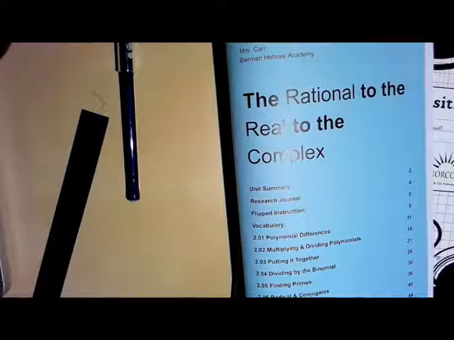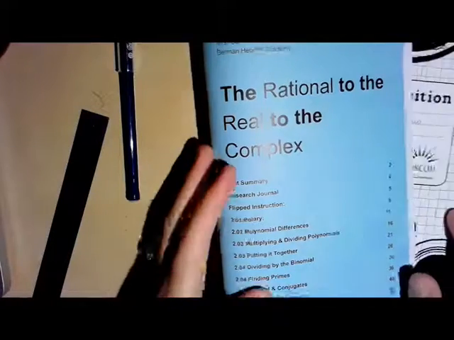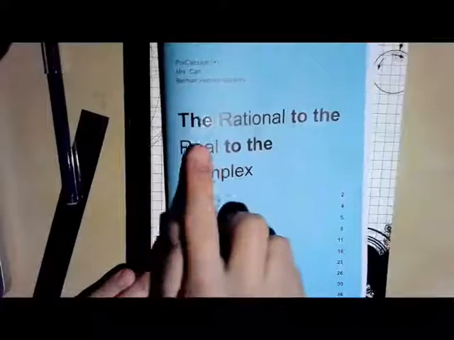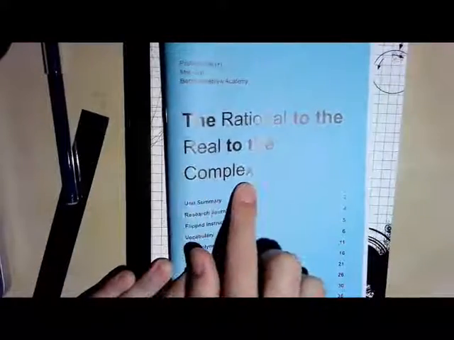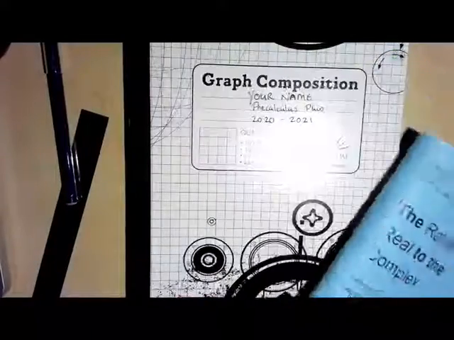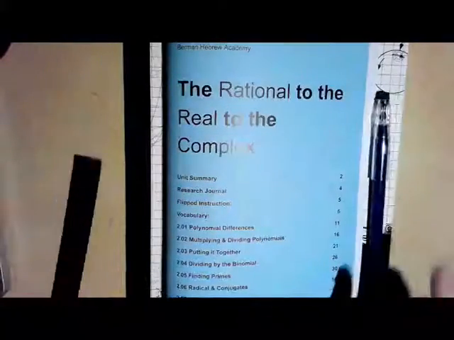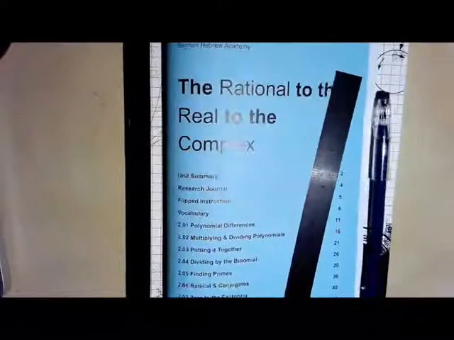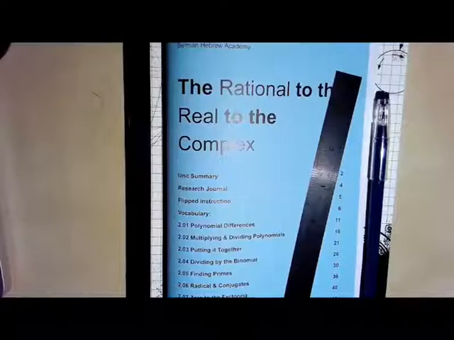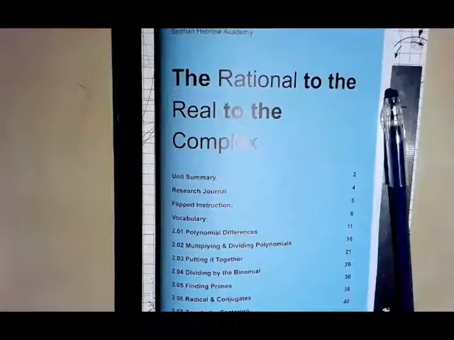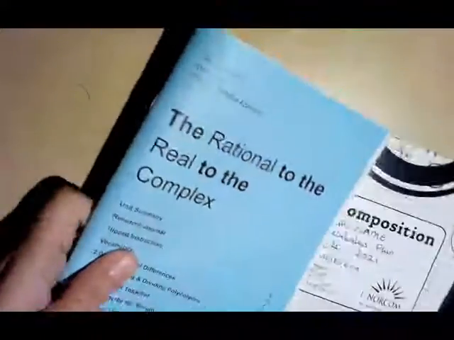Welcome back. Today we're about to begin our new unit, Unit 2, the rational to the real to the complex. You're going to need your graph notebook, your new packet, an erasable pen or pencil, and a ruler. Got 'em? Great. Let's take a quick scroll through our new packet here.